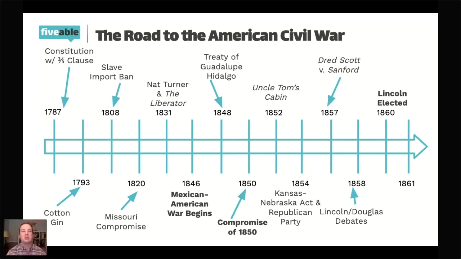They're worried that he's going to take their slaves, and they're really mad about the northern states not enforcing the Fugitive Slave Act. So then we start to get secession starting in 1860 with South Carolina, and then 1861 is the rest of the Deep South. So that's the road to the Civil War.